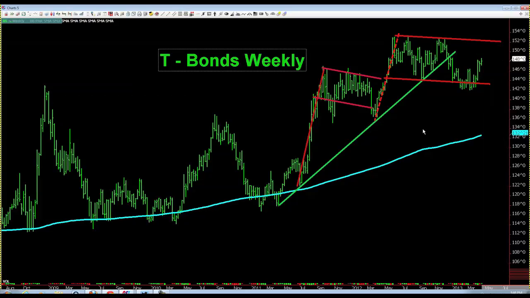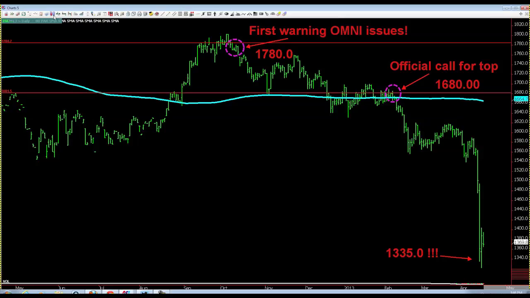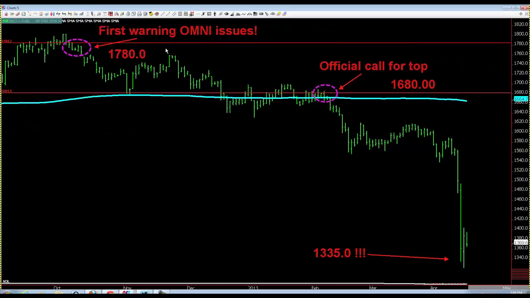Watch out. Bonds are still very, very dangerous if you're trying to short them. Then there's this sick market. Look at the gold. Traders, you got to give OMNI a round of applause for its long-term calls. Not every call is going to be a good one, Lord knows, but the long-term calls, OMNI seems to have a good nose. The first warning it gave us was 1780 in gold, that at the top would be in. At 1680, it made an official call, and we have plummeted since. And it doesn't look like it wants to go up from here.